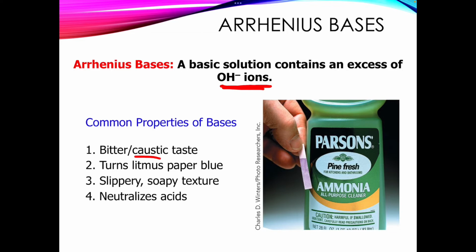It will turn litmus paper blue. Remember that litmus paper I was talking about earlier, that little strip of paper? Litmus paper will turn pink or red in acidic solutions, but it will turn blue in basic solutions. So litmus paper is really cool for figuring out the acidity of our compounds.